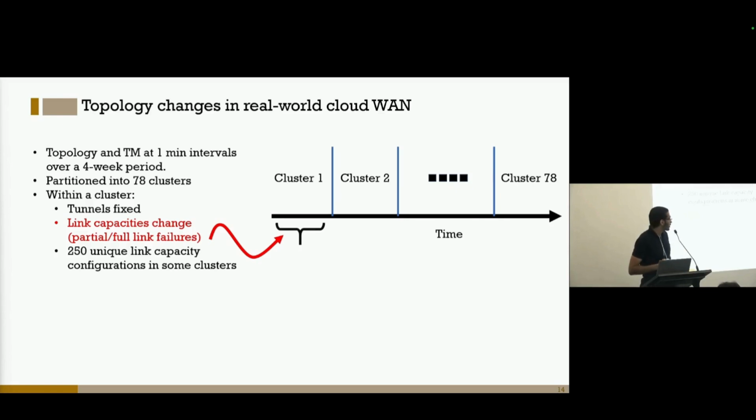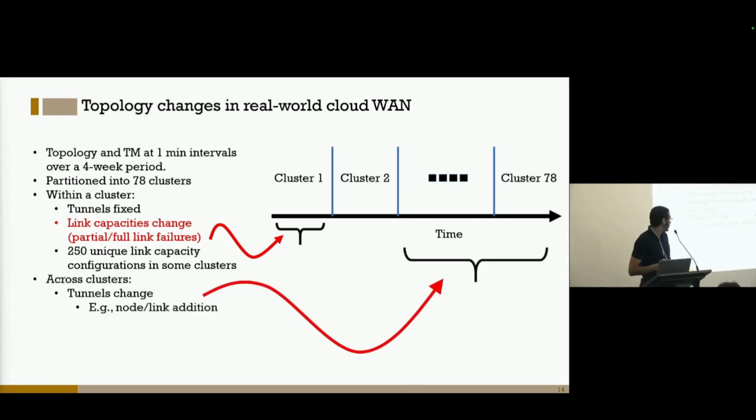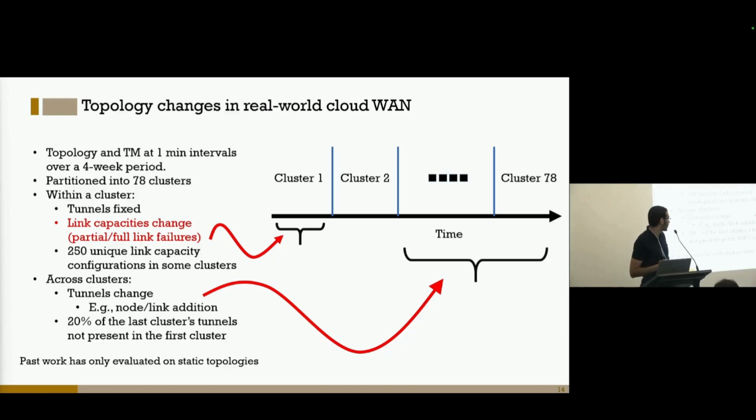But across clusters, tunnels also can change, possibly due to node addition or link addition. For example, we noticed that 20% of last cluster's tunnels were not present in the first cluster. Here I emphasize that prior work has only, I would say, experimented with static topologies without changes.